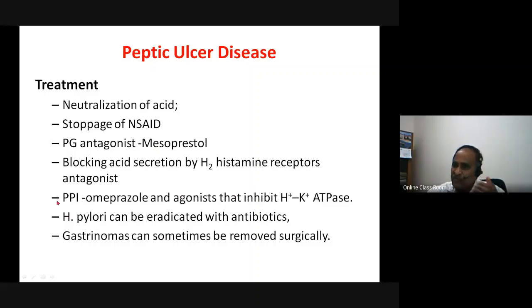so that H ion secretion is diminished. Or if it is due to infection with Helicobacter, then you eradicate it with antibiotics. And if it is because of a tumor secreting gastrin, you remove the gastrinomas surgically. And these are the treatments of peptic ulcer.